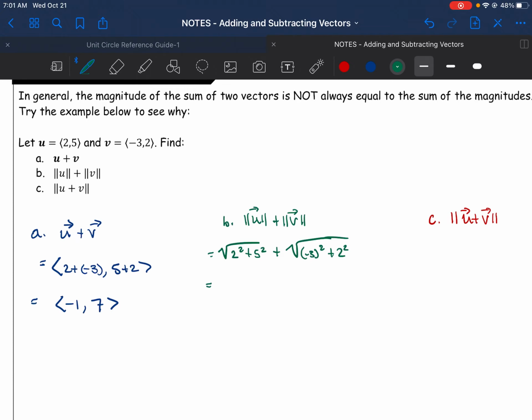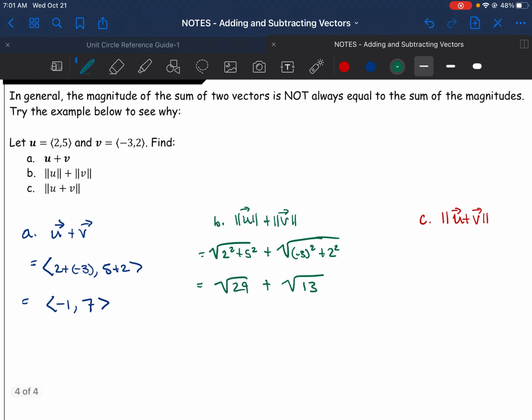Square root of 2 squared plus 5 squared, well, 2 squared is 4, 5 squared is 25, so this is the square root of 29. Negative 3 squared would be positive 9, 2 squared is 4, 9 plus 4 is 13. So you get the square root of 29 plus the square root of 13. I can't simplify any further because neither of those will simplify, and they have different radicands, so we can't add them together. So that'd be the simplest form for that sum.